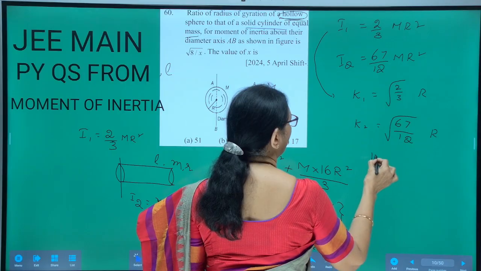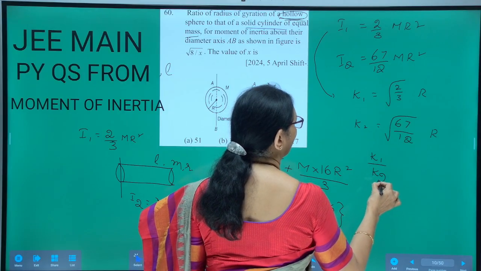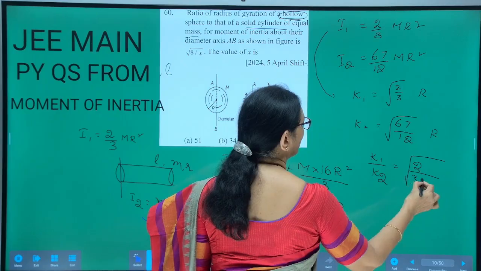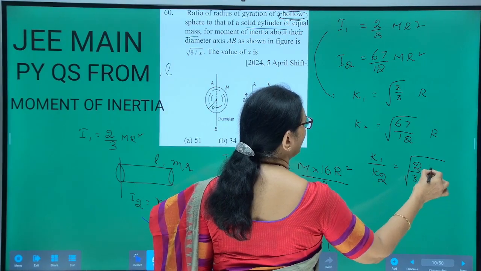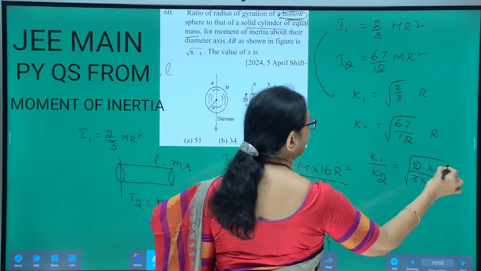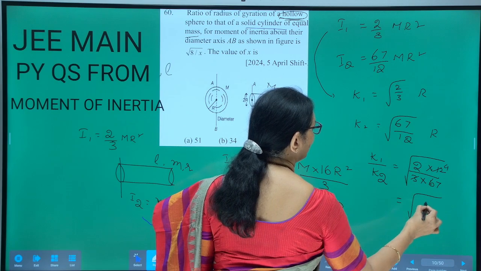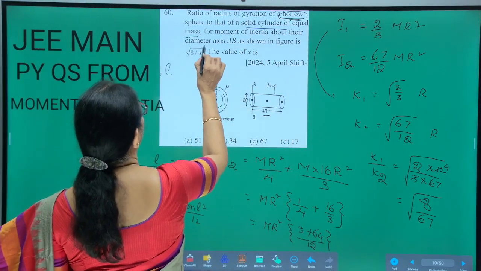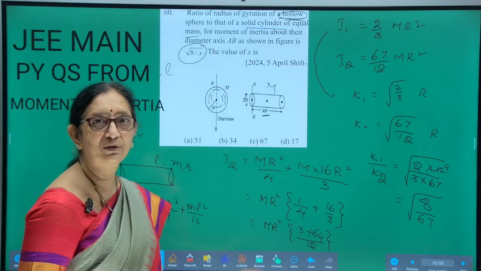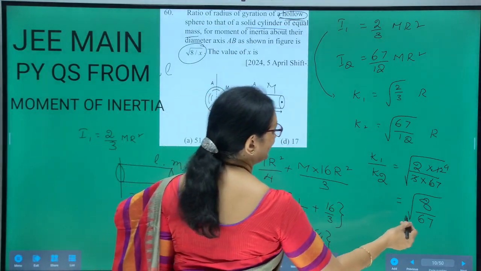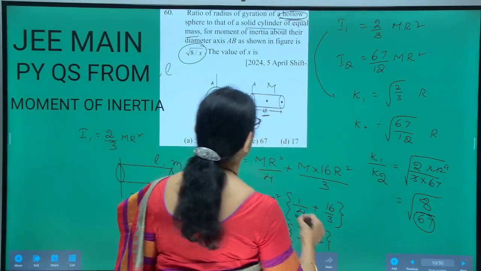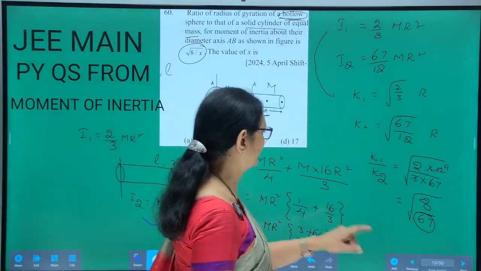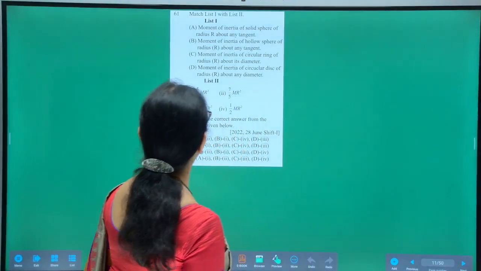So, you are asked to find the ratio of the radii of gyration. r and r get cancelled. It is 2 by 3 divided by 67 by 12. This gets cancelled 4 times. So, this is root of 8 by 67. Here he has given root of 8 by x. What is the value of x? In place of x, we have the number 67, hence the correct option is the third option. Okay, move on to the next problem.